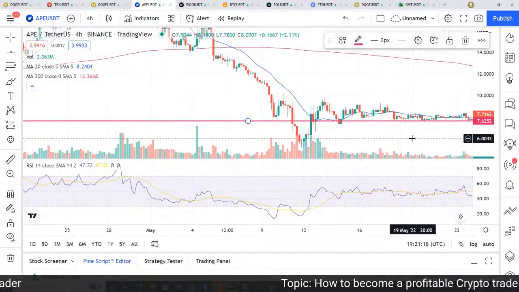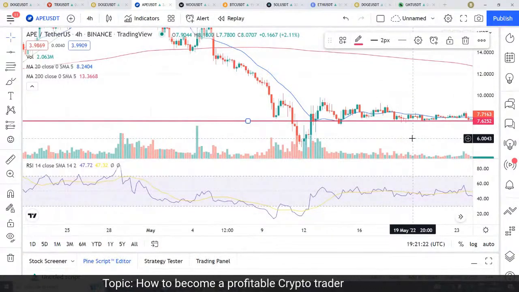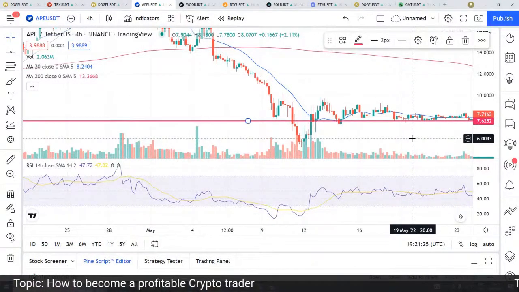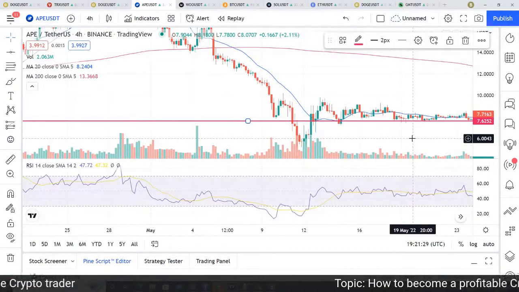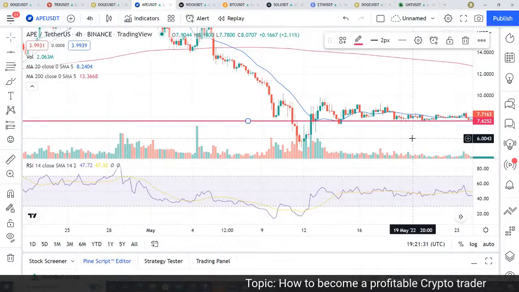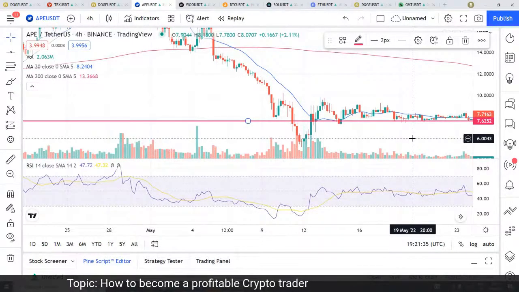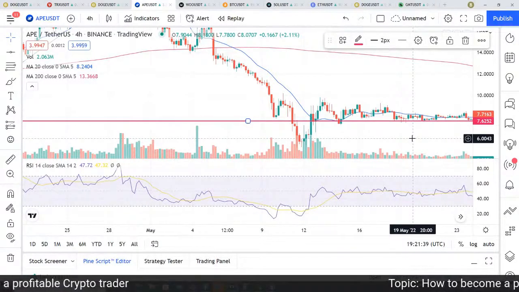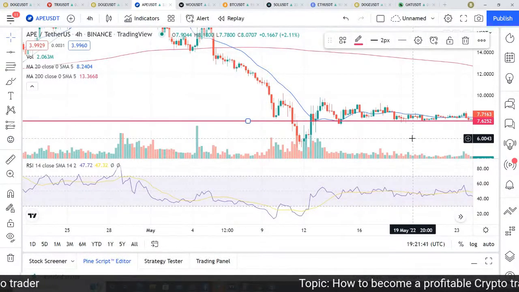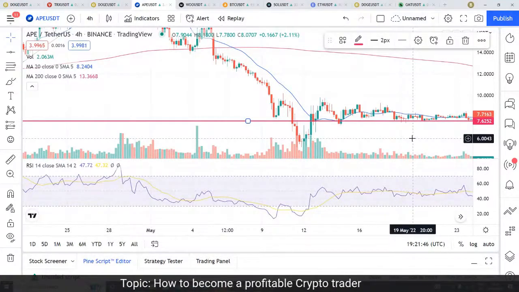A support level is that area where buyers are waiting to buy a coin. There is a high buying pressure in that level. Once a coin reaches that level, buyers will come in and buy, and when they are buying, the price of that coin will increase. That is, the coin will start going up.